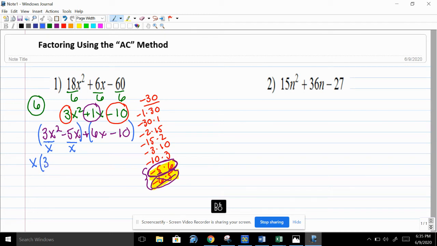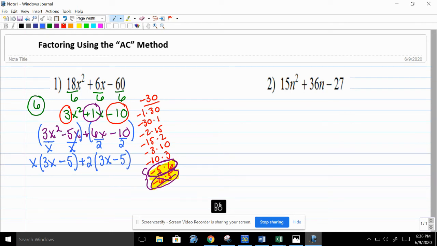The 3 stays. Started with 2 x's, took away 1. So I'm left with an x. Minus, these x's will cancel out, leaving me with 5. Over in the right-hand group, I got two numbers that are evenly divisible by 2, 6 and 10. So a 2 is going to go on the outside. 6 divided by 2 is 3x, minus 10 divided by 2, which is 5.